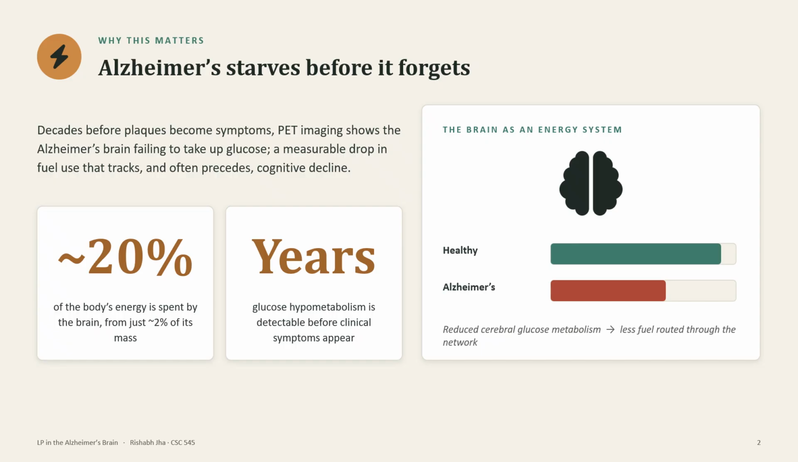Now, one thing about Alzheimer's is that it stops before it forgets. What it means is if you take a PET scan measure, it measures how much glucose the brain takes up. In Alzheimer's, that uptake falls years, sometimes decades before the first symptom. So the fuel supply degrades before the memory does. A brain is 2% of the body mass and it consumes nearly 20% of the resting energy. So it has almost no slack. A small cut to the fuel budget propagates.